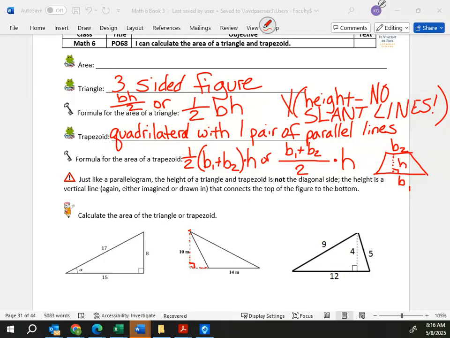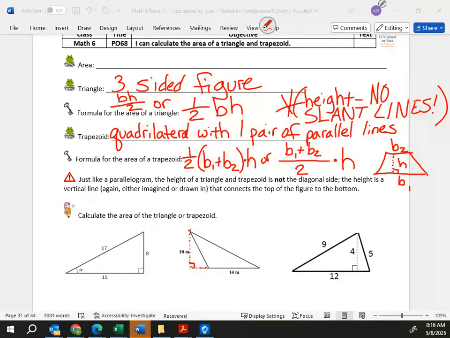Again, no slanty lines. You will get measurements for those slants. Do not fall for it. We only use that to find perimeters. The height for the area is always perpendicular, straight up and down. Don't fall for the slanty lines.